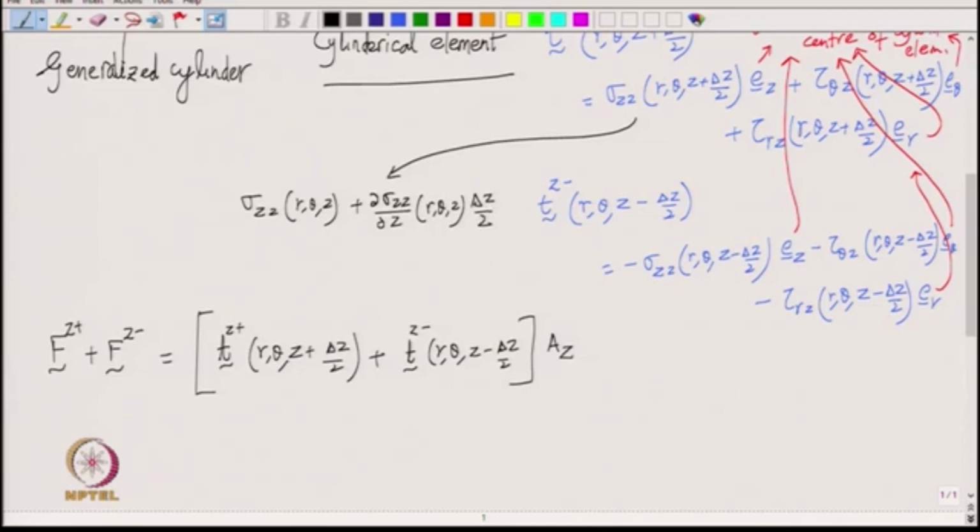correct. Likewise, the bottom one, this one would be minus sigma z z at r, theta, z plus del sigma z z over del z at r, theta, z multiplied by delta z by 2, right. So, notice that the derivative term del sigma z z by del z has become positive, okay, just like it was happening earlier in Cartesian coordinate system.